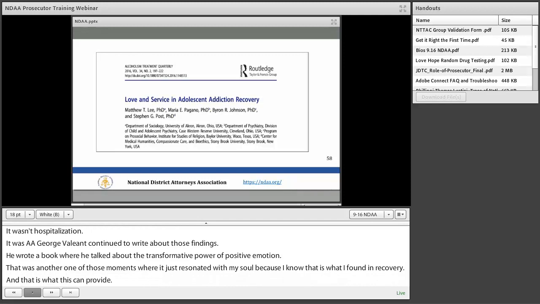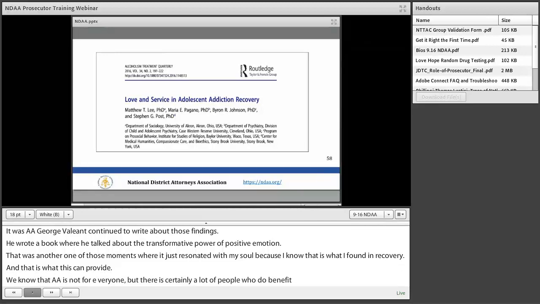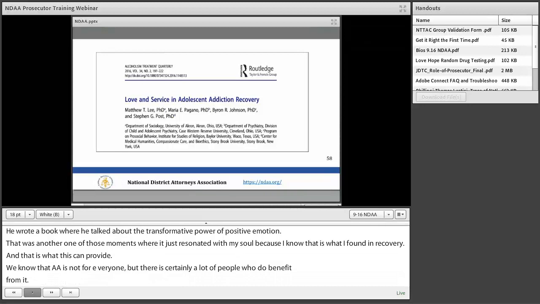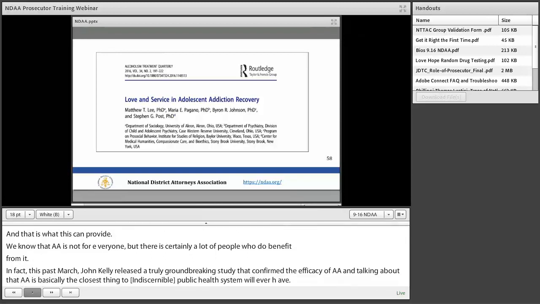But there are certainly a lot of people who do benefit from it. And in fact, this past March, John Kelly released a truly groundbreaking study that confirmed the efficacy of AA, talking about how AA is basically the closest thing to a free lunch that the public health system will ever have, and that it's more effective than treatment, and that it's available in almost every community across the country and internationally.